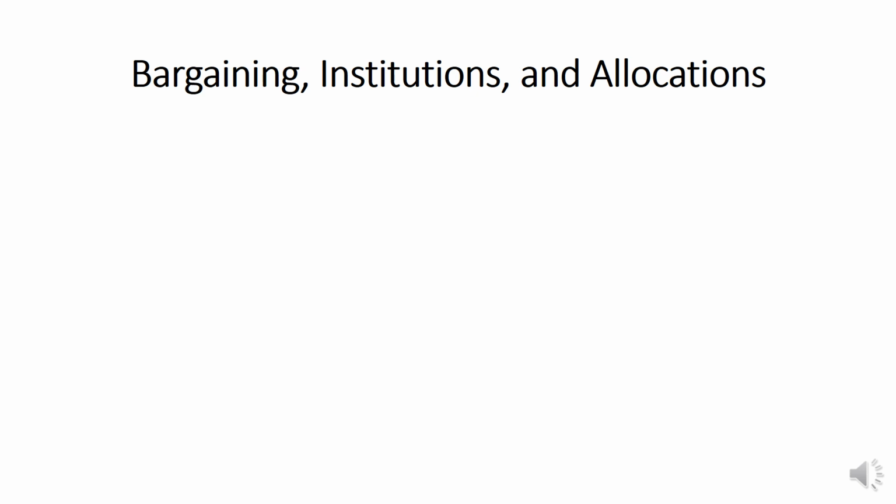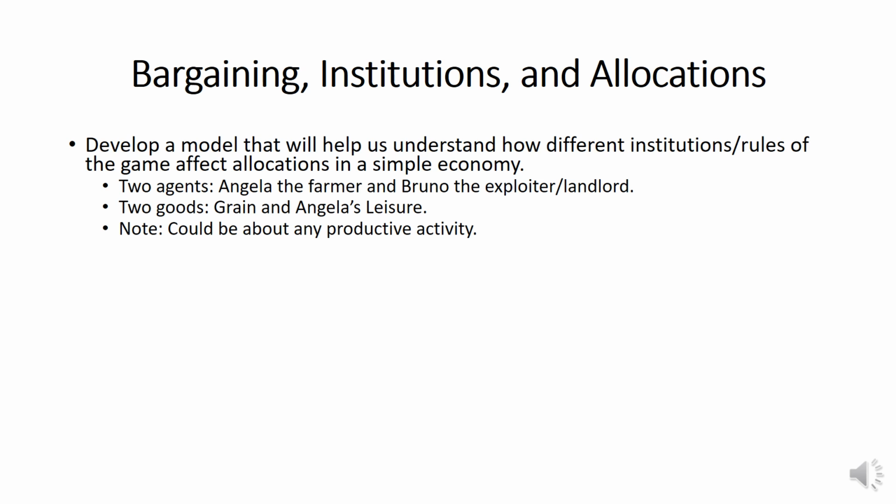So in this video, I want to walk you through the bargaining model from Chapter 5, which helps us to understand how different institutions can affect economic outcomes, in particular allocations between different players in the economy.